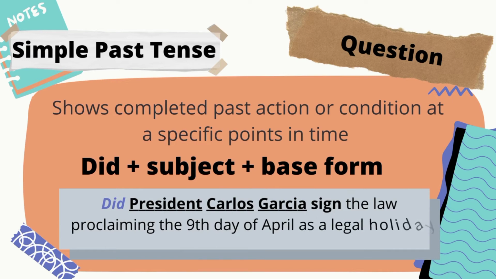The following formula must be used: did plus the subject plus the base form of the verb. Take a look at this example. Did President Carlos Garcia sign the law proclaiming the 9th day of April as a legal holiday? This sentence follows the given formula in creating an interrogative sentence in simple past form. Did plus the subject, President Carlos Garcia, plus base form of the verb sign.